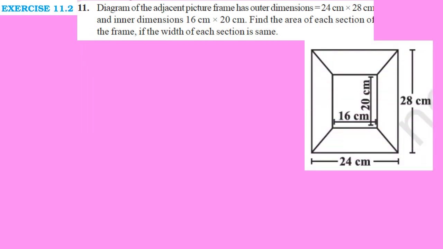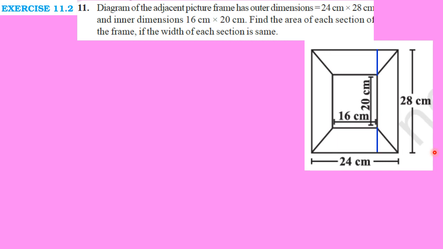Now the last question. The adjacent picture frame has outer dimensions 24 into 28 and inner dimensions 16 into 20. Find the area of each section of the frame if the width of each section is the same. So when you see the frame, you can observe that they are all trapeziums. Yes, but the height is not given. The height means the width. It's given that it is the same. So we need to find that width.